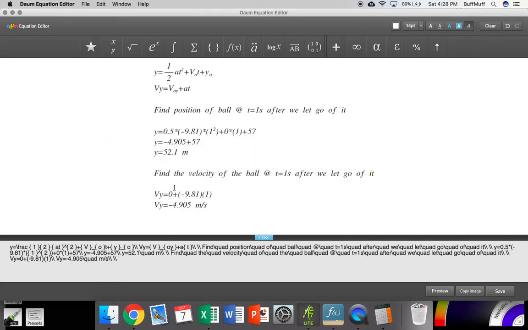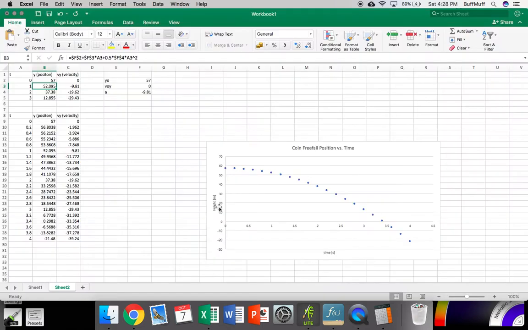Oh, sorry, I made a mistake here. I don't know why I did this. 9.81, yes. Sorry. So at 1 second, I am at 52 meters above ground, and my velocity is negative 9.81. At 2 seconds, I am at 37.38 meters above ground. My velocity is negative 9.62. And at 3 seconds, I am at 12.85 meters above ground at minus 29.43 meters per second.